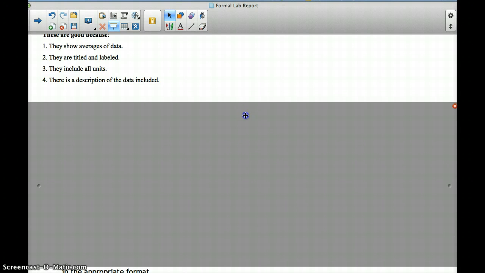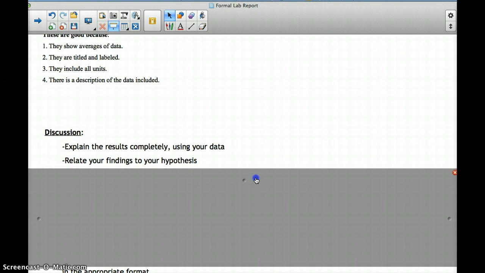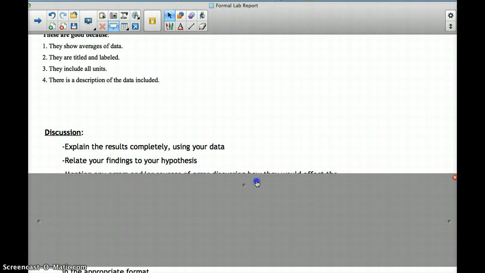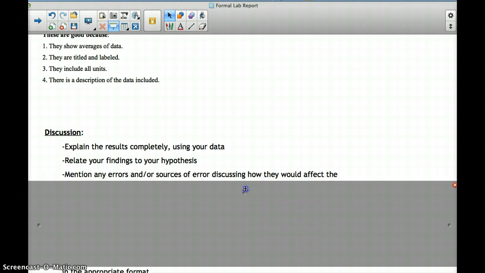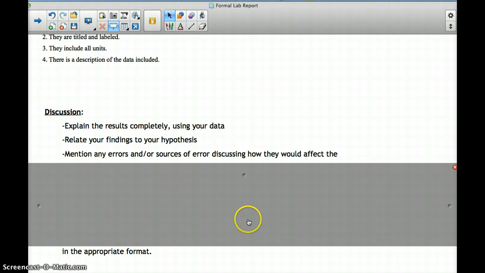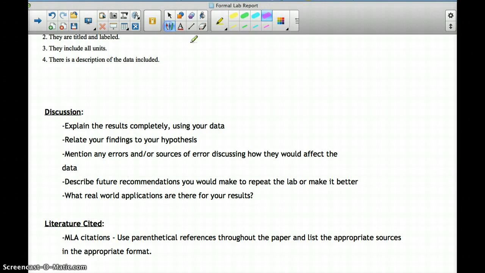Okay, the last thing and not least is we're going to discuss the discussion. So here's where you're going to explain your results completely using your data. You're going to relate your findings back to your hypothesis. You're going to mention any errors that you found, so errors or sources of errors. Where could things have messed up? Whether you messed them up or the environmental conditions messed you up.